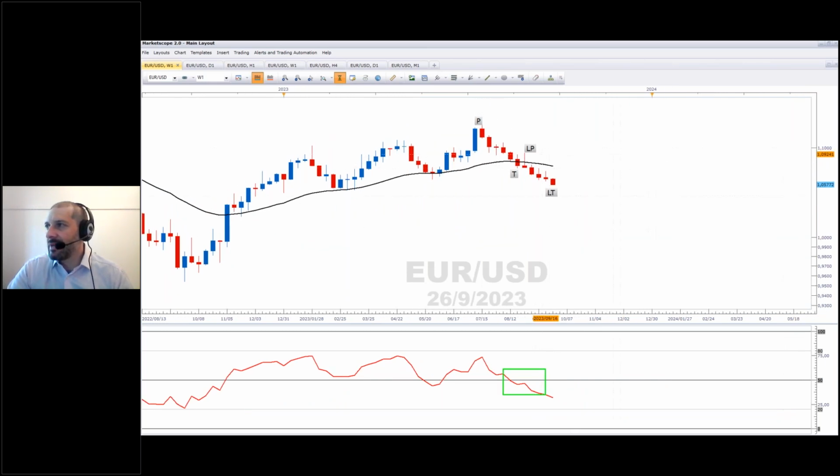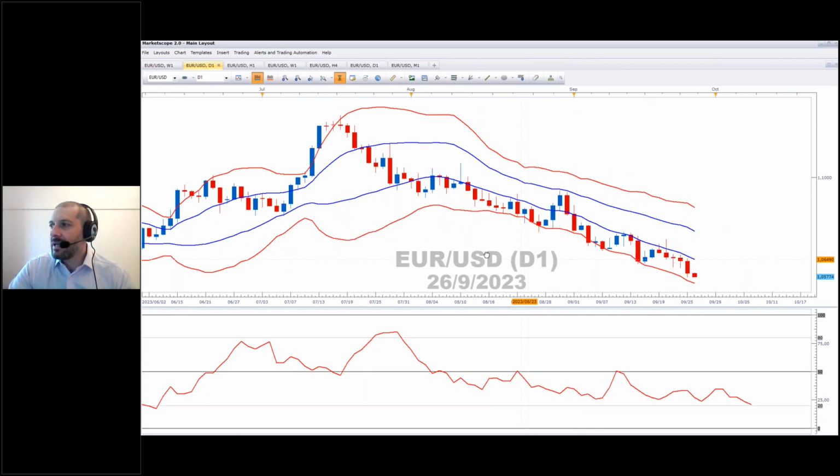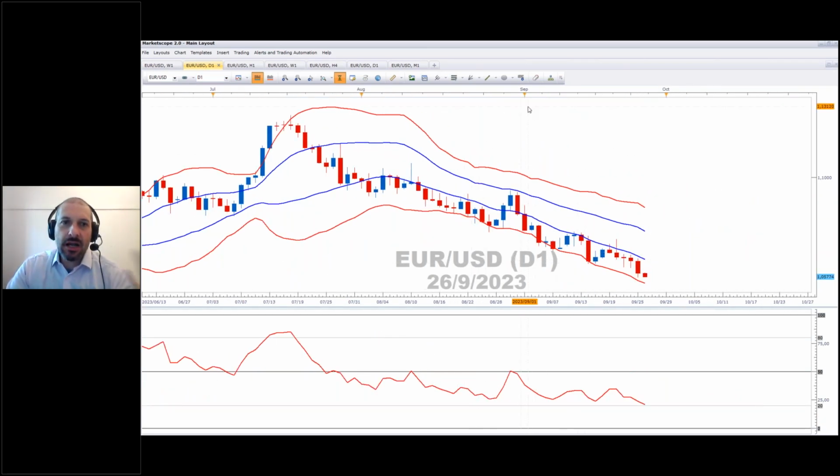trend is seemingly down. We've got the lower peak followed by the lower trough. We can see that the RSI is below 50, but where it gets interesting is when we go through to the daily chart, because remember, the dollar is overbought. Okay, the dollar is overbought. The euro is tending towards that oversold area.